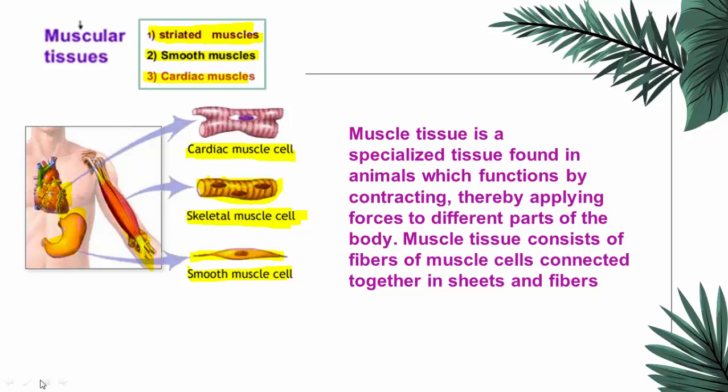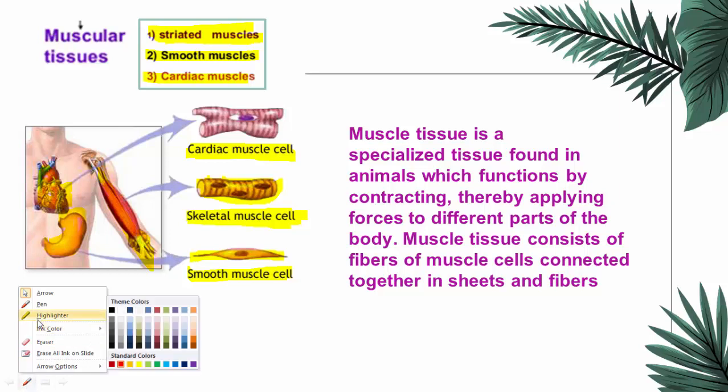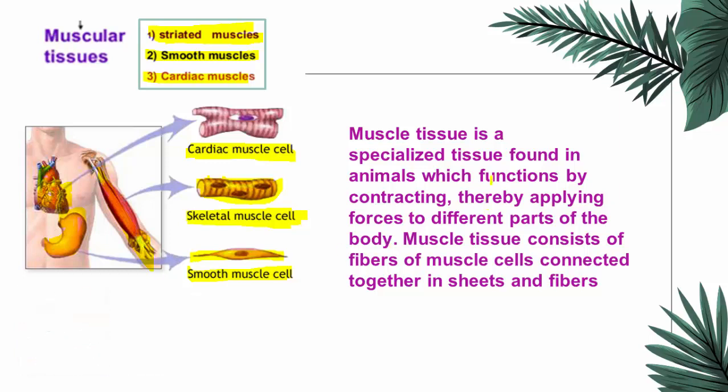Muscle tissue is specialized tissue found in animals which functions by contracting, thereby applying forces to different parts of the body. And muscle tissue consists of fibers of muscle cells connected together in the form of sheets and fibers.